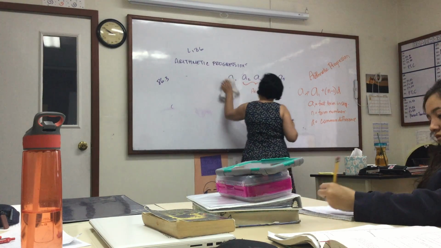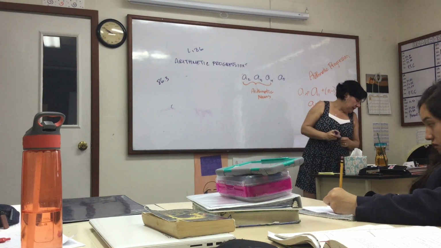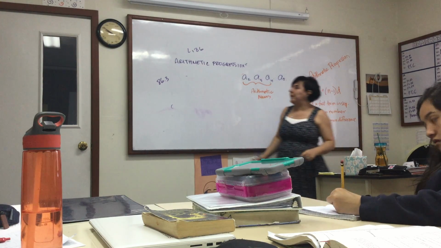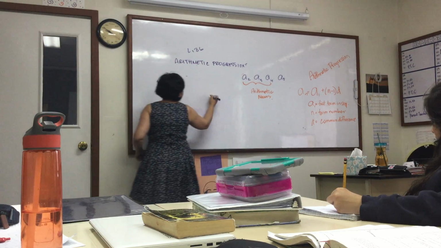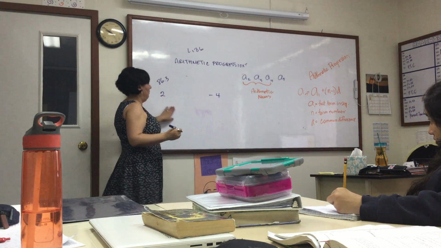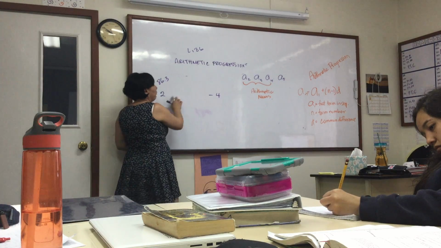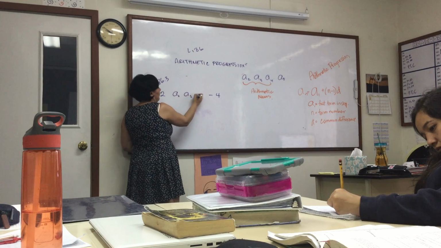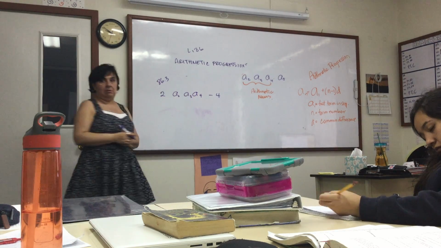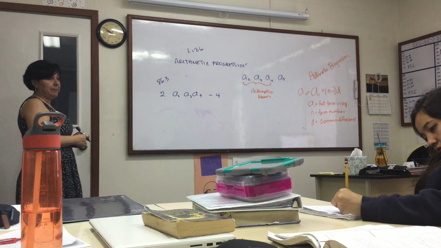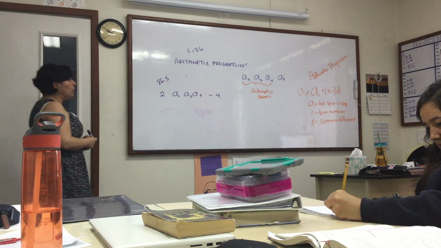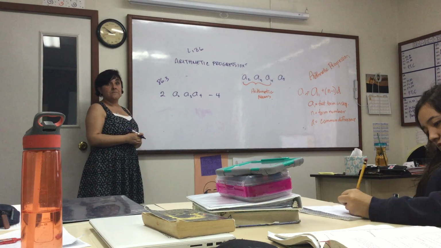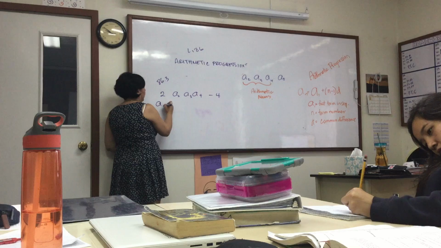it says, insert 3 arithmetic means between 2 and minus 4. And you want 3 in between. So that means you want a sub 2, a sub 3, and a sub 4. Correct? Because you want 3 arithmetic means. So, what do we have? What information do we have with this? The first one. So we know that a sub 1 is 2.